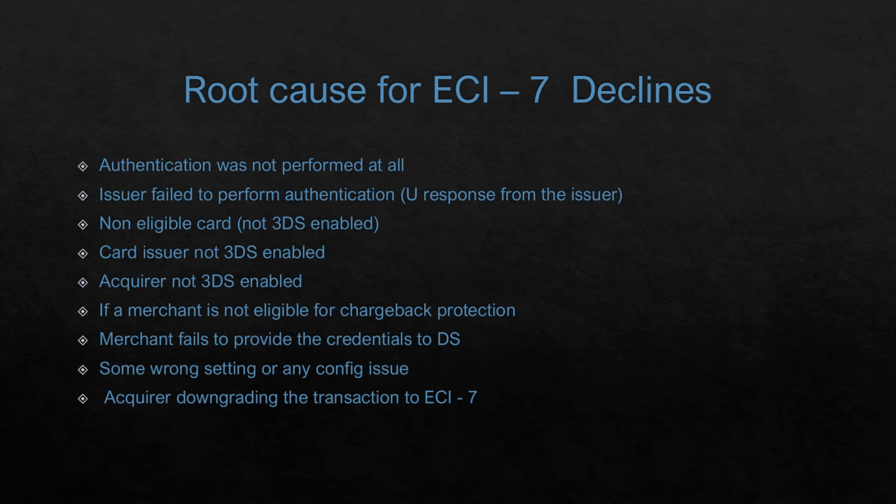Now we need to find out how to reduce the chances of getting an ECI 7 decline: why it happens, what the root cause is, how we can fix it, and how we can increase the success count of the transactions a merchant is receiving. The basic causes can be either one of them or maybe many of them. It's really tough to find the exact cause, but we have to proceed anyhow and struggle a bit to make it a success. So let's start with the reasons.